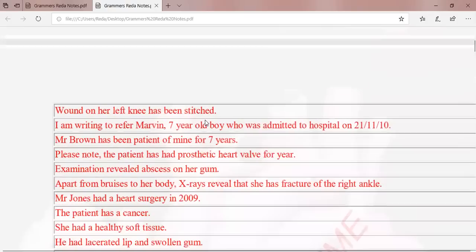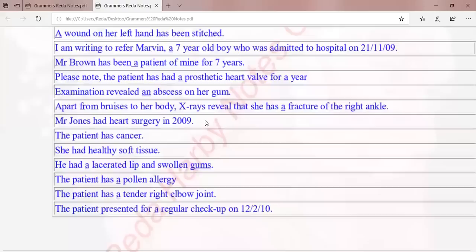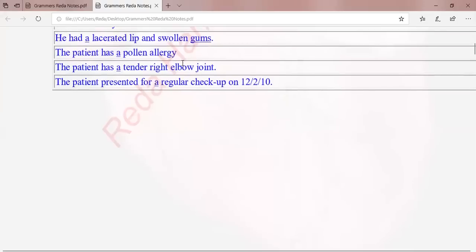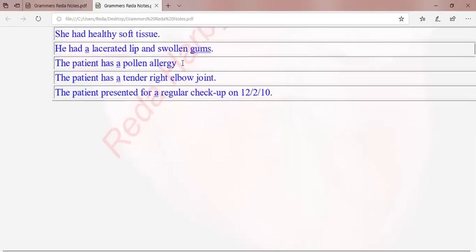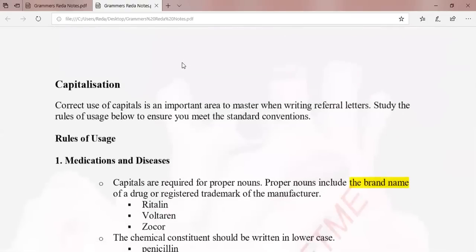Okay, so these are some of the common mistakes with countable versus uncountable nouns. So, the patient presented for a regular checkup visit. This is correct. The patient has a tender right elbow joint, because body parts are countable. The patient has a pollen allergy, because allergy is countable.